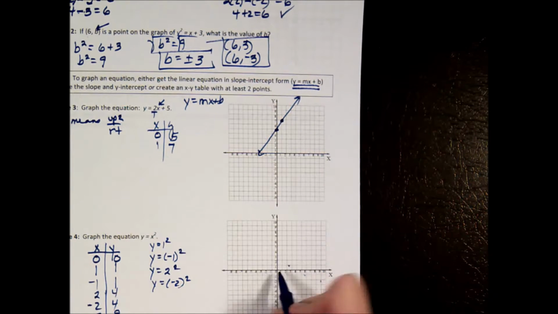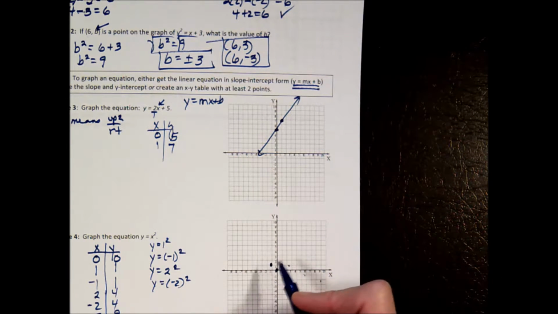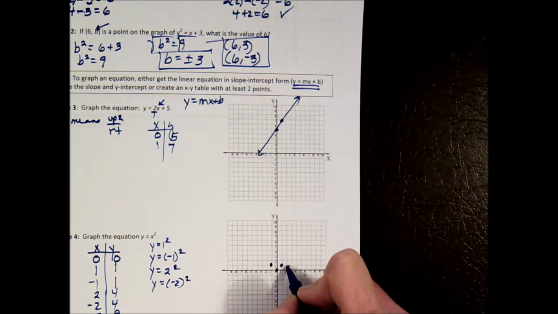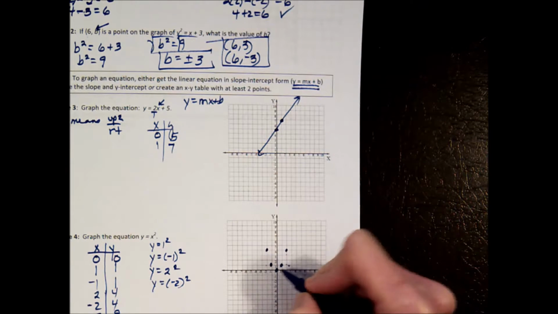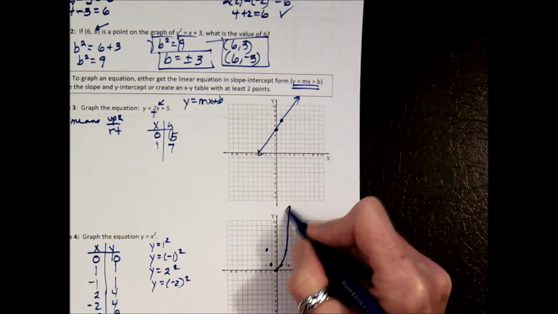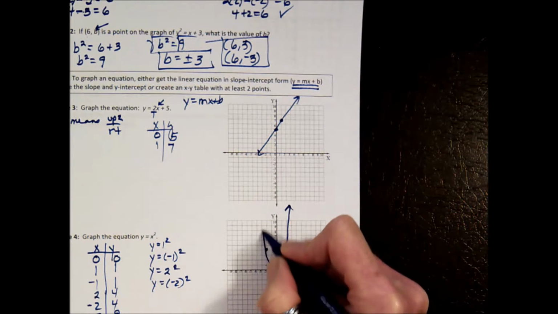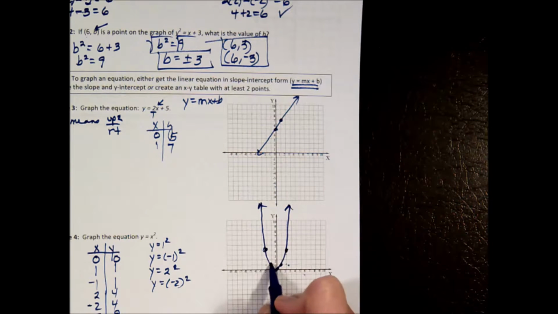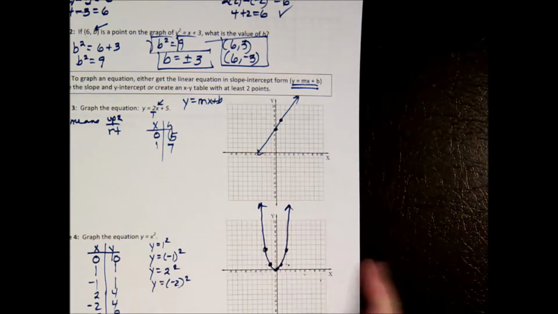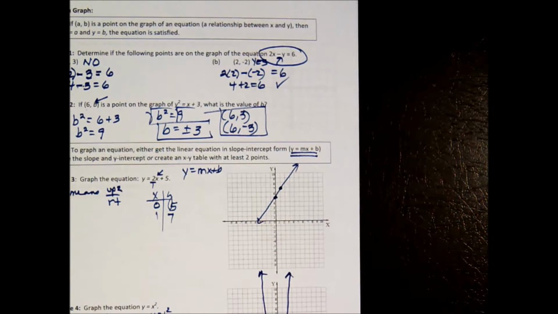Plotting that, I have 0, 0, I have 1, 1, and negative 1, 1. Now, you think that you know what it's going to look like now, a V, but it's not, so let's keep going. 2, 1, 2, 3, 4, and negative 2, 1, 2, 3, 4. And what you begin to see is it is a curved graph called a parabola. And that's what all graphs look like if you graph a squared equation. So I needed the XY table for that one.